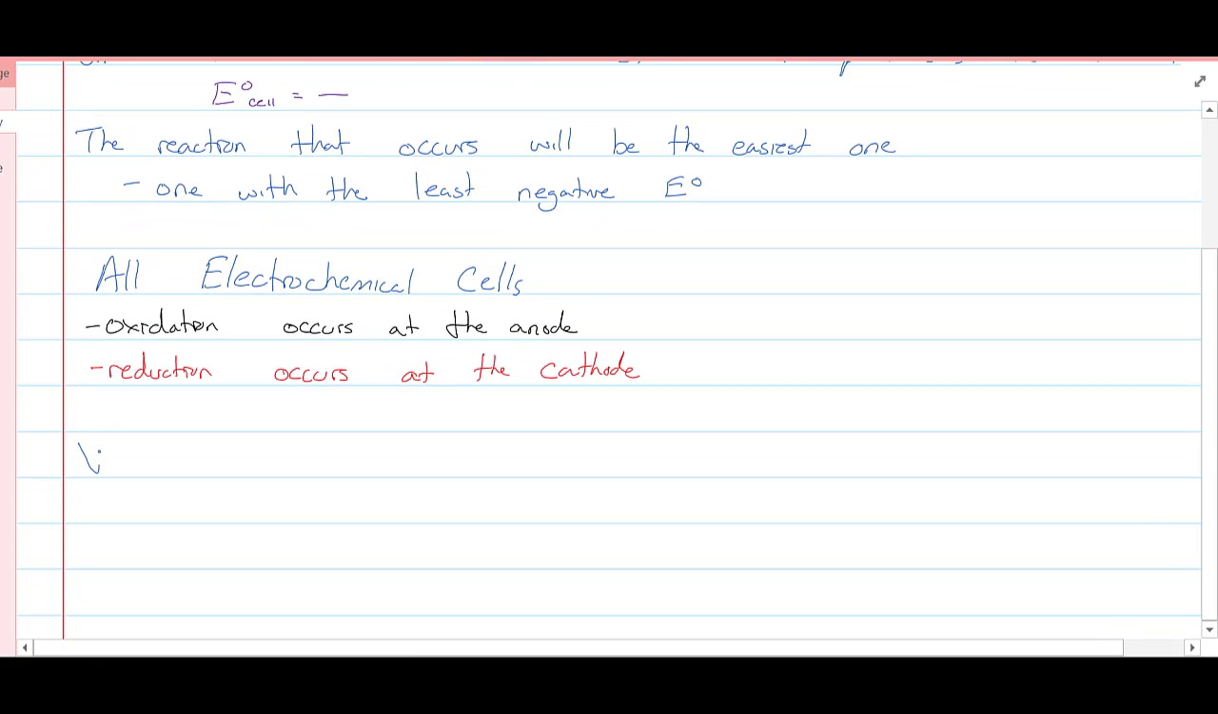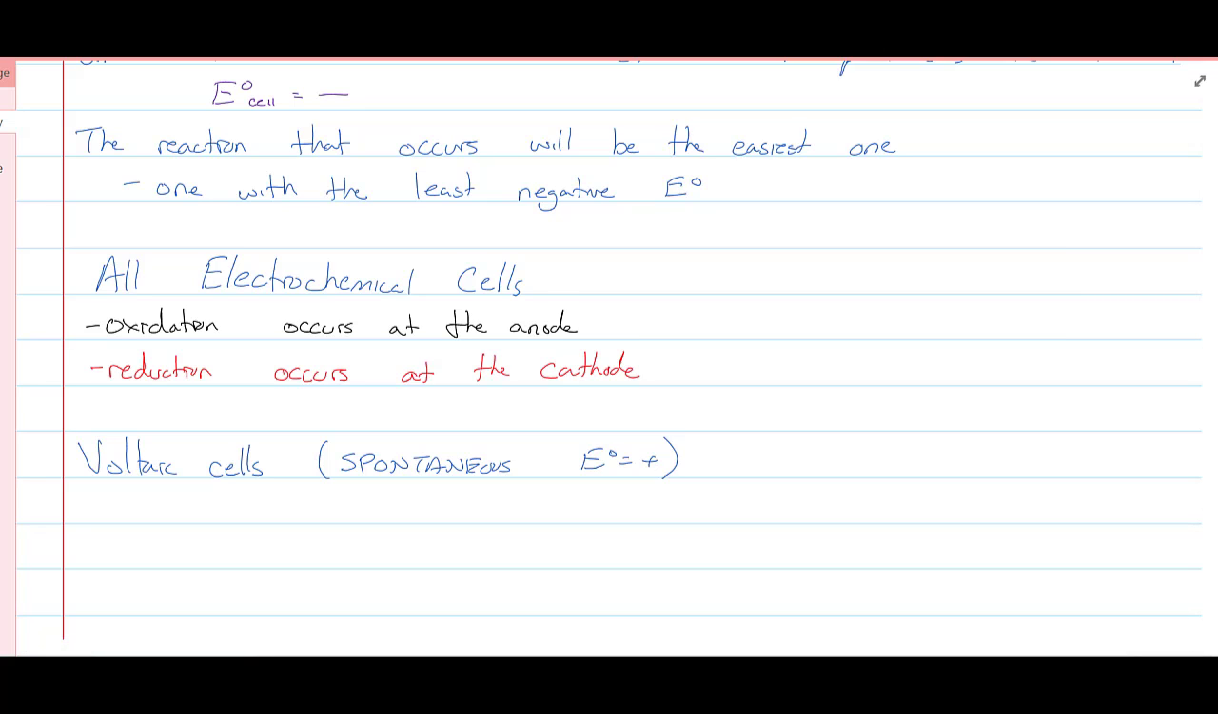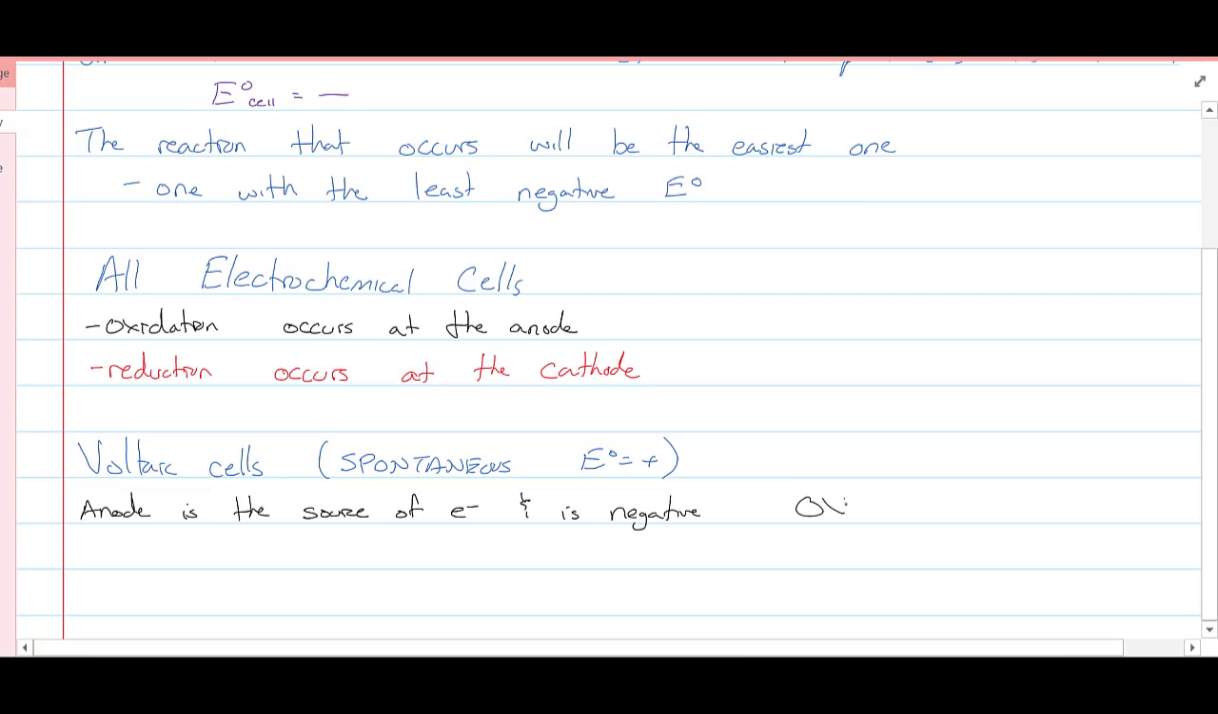For voltaic cells, these are the spontaneous cells, where E standard should be positive. Right? The anode is the source of the electrons and is negative. That's where the oxidation occurs.